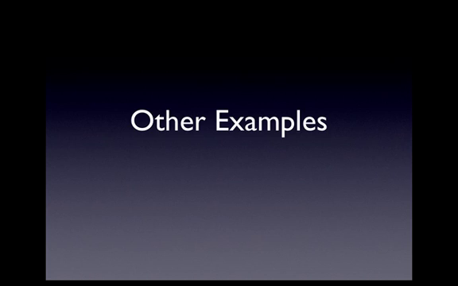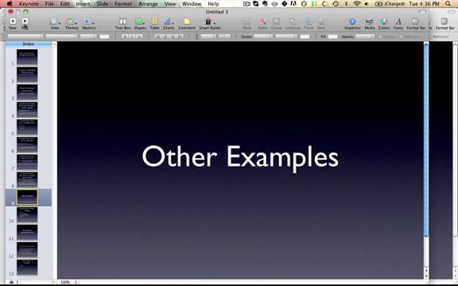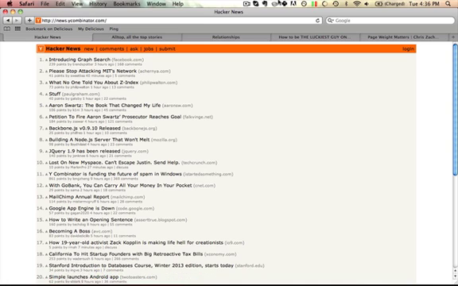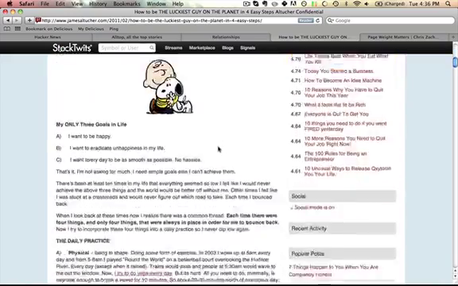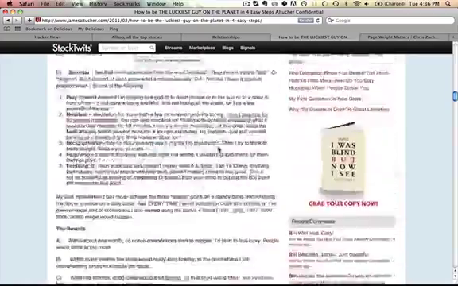Now I'm going to show you some other examples real quick, just two other articles. I'm going to go to my internet browser for this. Alright, this is by James Altucher, How to Be the Luckiest Guy on the Planet in 4 Easy Steps. Now most people would say luck is something that just happens to you or you're born lucky or whatever. That would be the popular point of view. James Altucher says no, there's 4 easy steps to being lucky, and he describes it in this article.